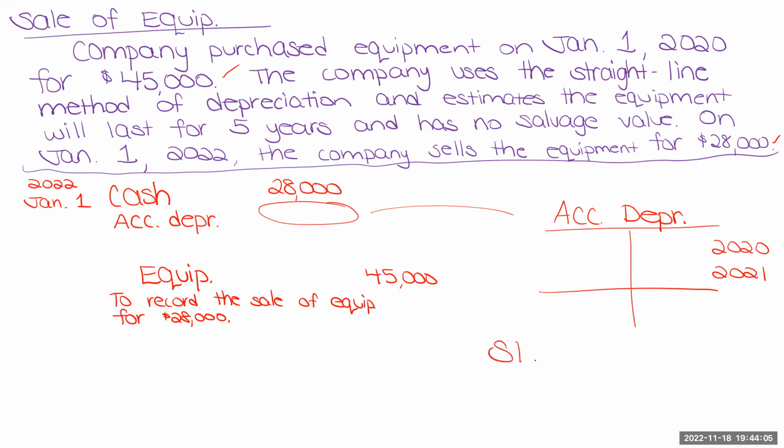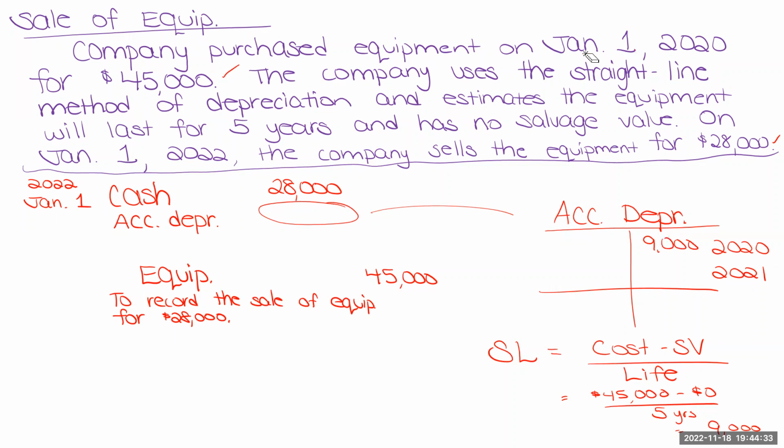So we have to figure out what was our depreciation expense for those 2 years. All right, well, we're told they use the straight line method, which is cost minus salvage value over life. Cost was $45,000, no salvage value. Life was 5 years. So per year, we were looking at $9,000. Okay, we owned it the entire year because we bought it January 1st. At least that's easy enough. Okay, so your accumulated depreciation that you end 2021 with is $18,000.